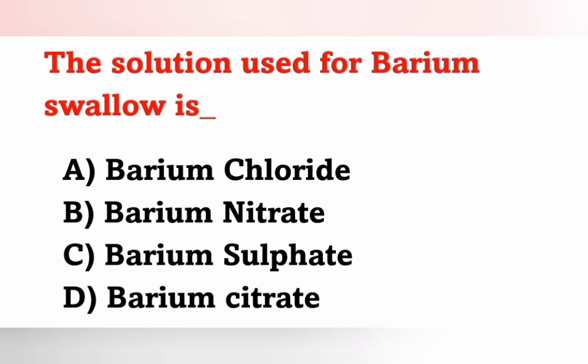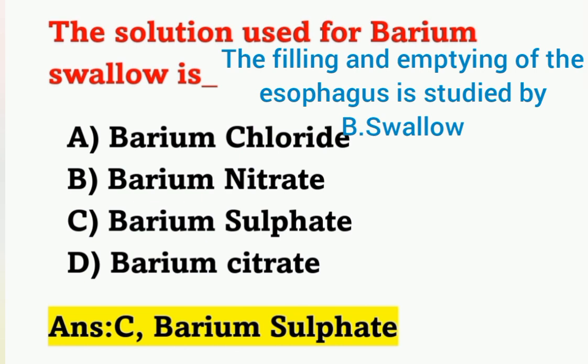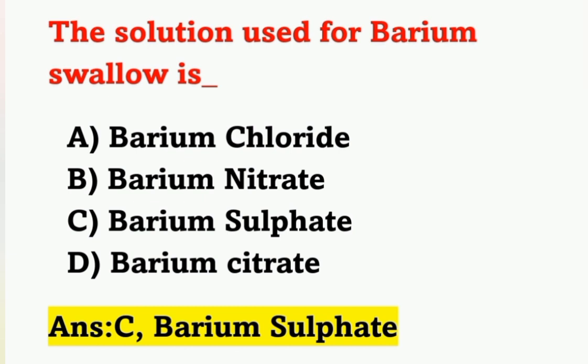The solution used for barium swallow is: option A barium chloride, option B barium nitrate, option C barium sulfate, option D barium citrate. Barium sulfate is the correct answer. The barium swallow procedure is performed along with barium meal. The filling and emptying of the esophagus is studied by using barium swallow, and the solution used for this procedure is barium sulfate.